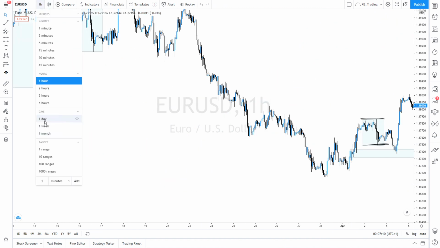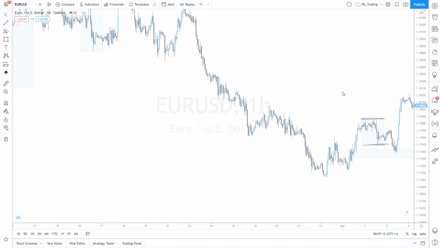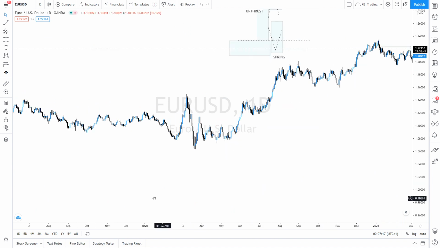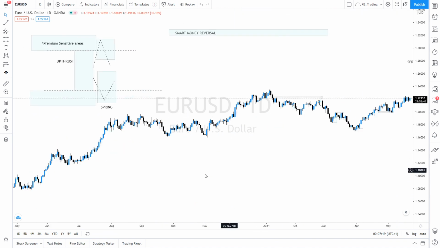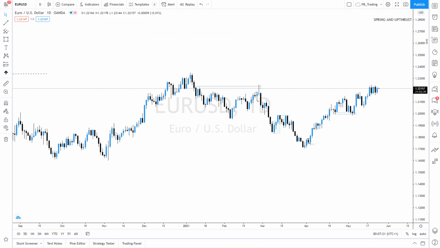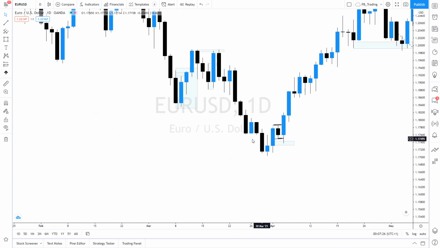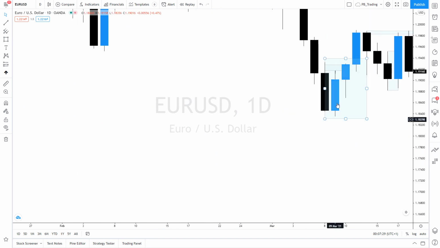Now let's go back to our daily time frame and see if we can find a few more instances using our spring and upthrust concept. Okay, so this is another instance that I marked out. Looking at this candle here, this was our daily candle. Now let's quickly mark our daily highs and lows. So we have our daily high here. Then we have our daily lows coming in here.